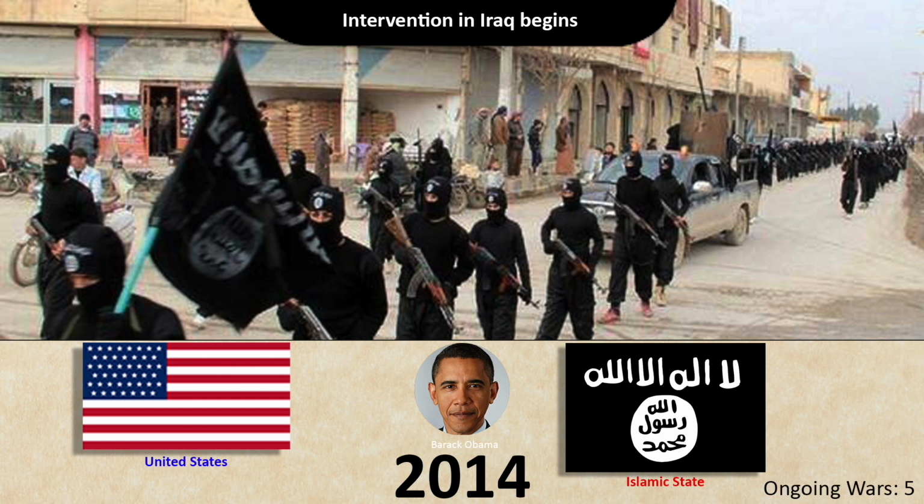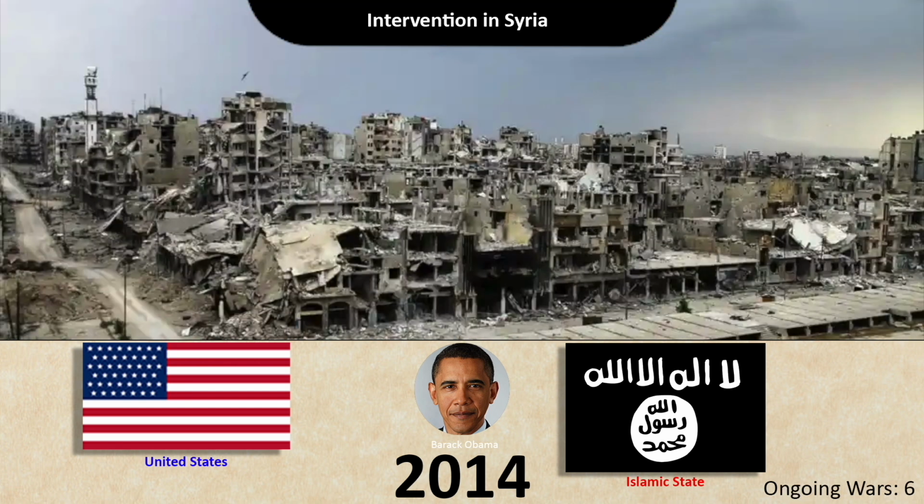A couple years later, in 2014, U.S. intervention in Iraq would begin, and this would be due to the Islamic State beginning its offensive on northern Iraq, and the United States would start supplying Kurdish forces with weapons, and they would also begin airstrikes against Islamic State positions in Iraq. In 2014, we'd also get the U.S. intervention in Syria, which was basically the American-led support of Syrian rebels and Syrian Democratic Forces against the Islamic State in Syria and Al-Qaeda.